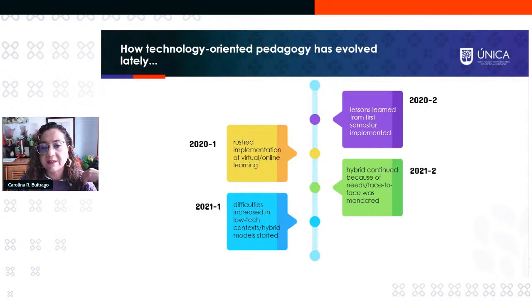And then we have this new thing, hybrid continued, but then, because of needs, face-to-face was mandated, right? So now everybody has to go face-to-face, but some parents are too scared to send their kids. Some parents have economic problems. Some children have comorbidities. I mean, there are so many things. So yes, I understand that in this picture, it's really hard to focus on the learning, right? There are just so many factors to control that it's really hard.